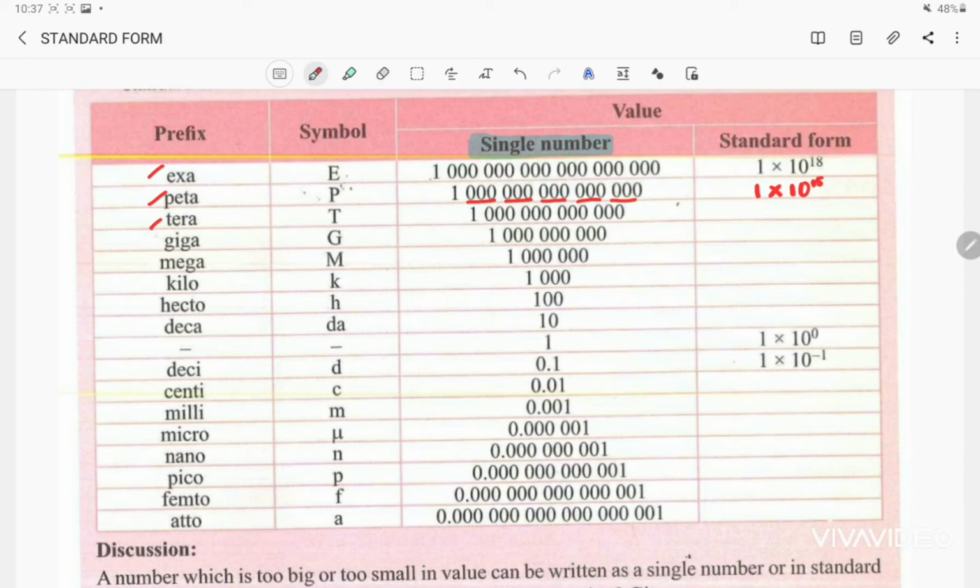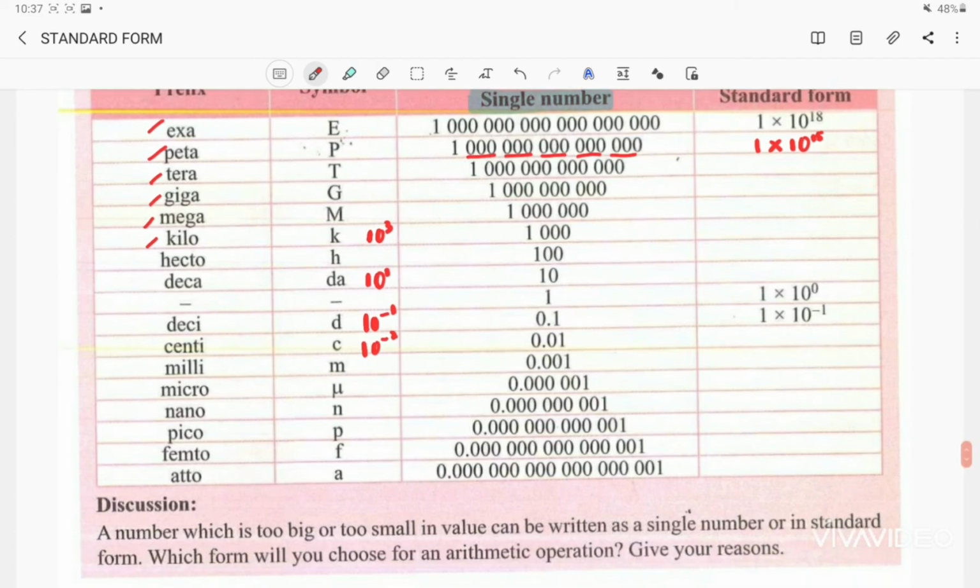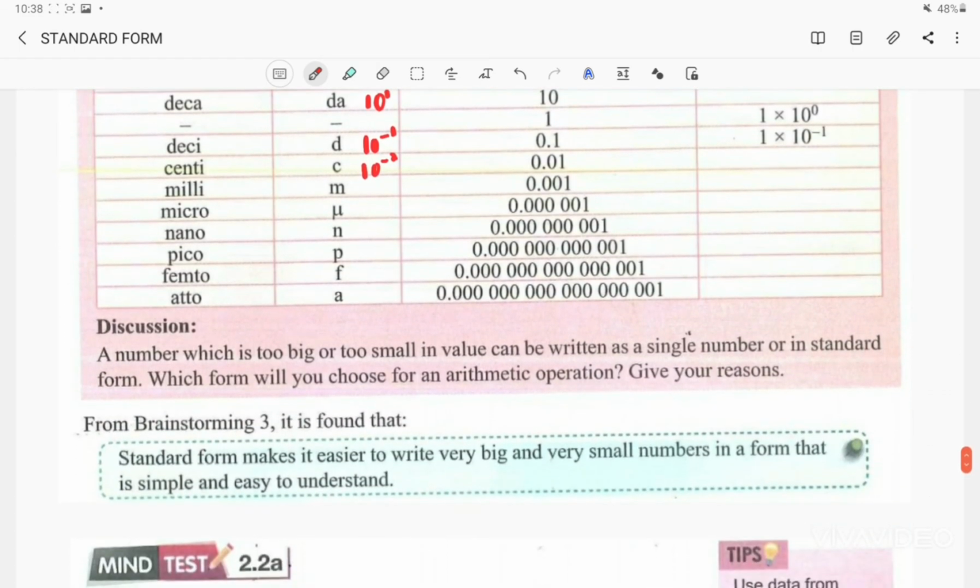So try to memorize apa dia giga, mega, kilo. Kilo ni memang senang je kita tahu. Kilo is 10 power of 3. Deka is 10 power of 1. Kemudian desi is 10 power of negative 1. Senti is 10 power of negative 2. So awak kena tahu apa dia value untuk senti, mili, mikro, nano. Ini kena tahu.